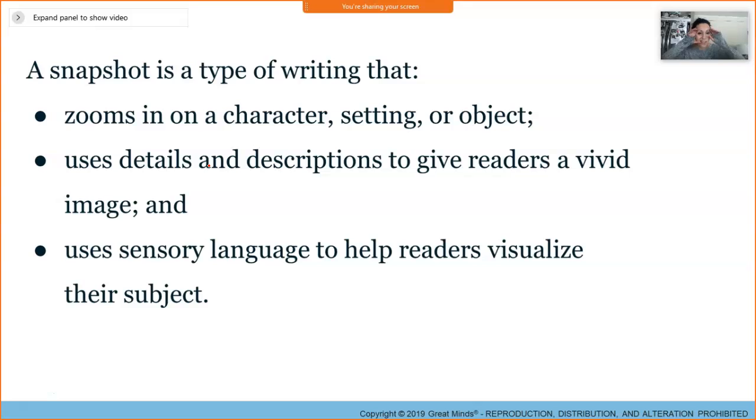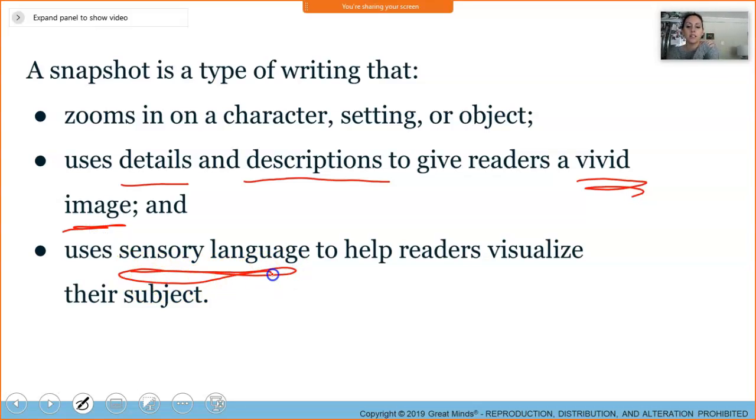So imagine, give me a thumbs up if you have an iPhone or an iPad or some sort of phone or camera that you can zoom in on, right? Imagine you just zoop and you make it bigger. So it's zooming in on that one character, that one setting, or that one object. It uses details and descriptions to give readers a vivid image, a clear, vivid image. And it uses sensory language, which we'll talk about, to help readers visualize their subject.